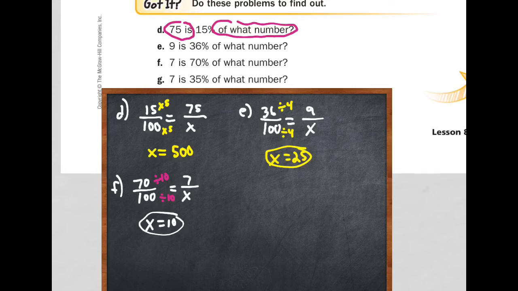All right, so in problem G, we have 35%, so it's 35 over 100, equals is, 7 is, of what number? We don't know. That becomes an x. So 35 divided by 5 is 7. 100 divided by 5 is 20. X equals 20.